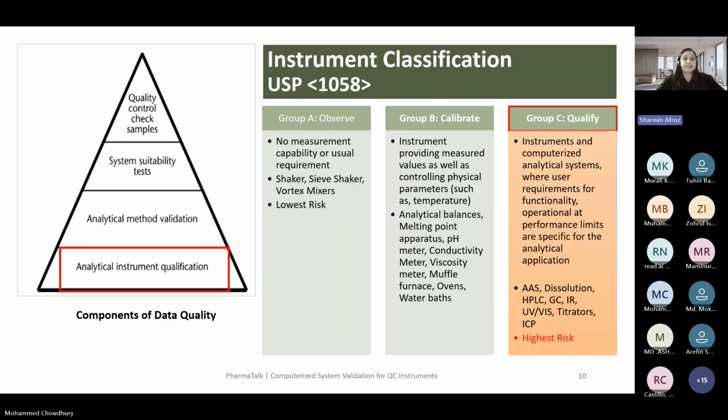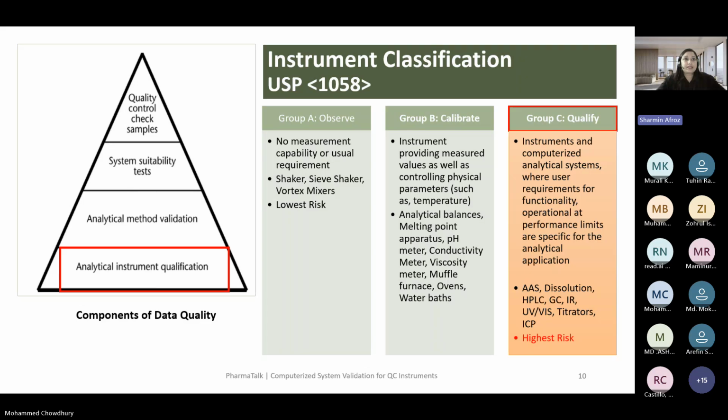So now let's understand instrument qualification as per USP 1058. On the left, you can see the data quality pyramid, and at the foundation, it is analytical instrument qualification. This is where everything starts. If the instrument is not qualified, nothing above it, like method validation, system suitability, or QC results can be trusted.